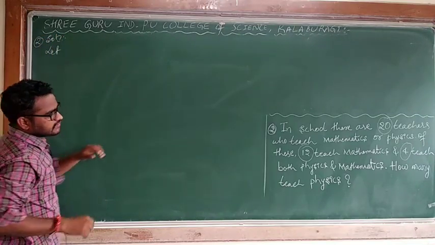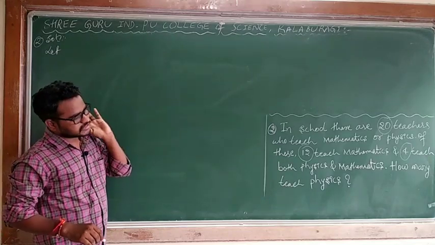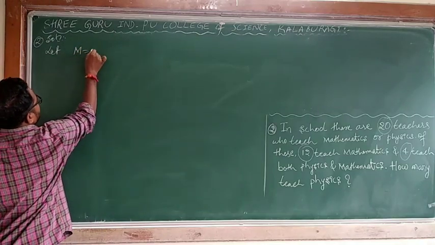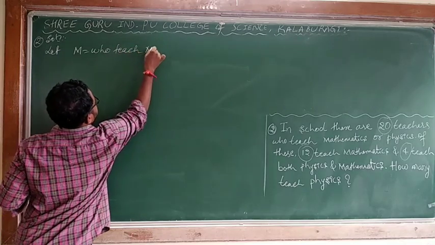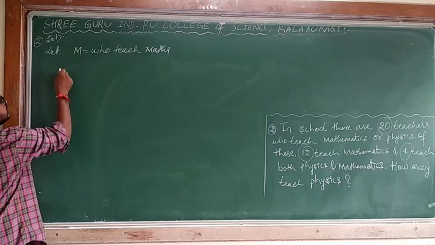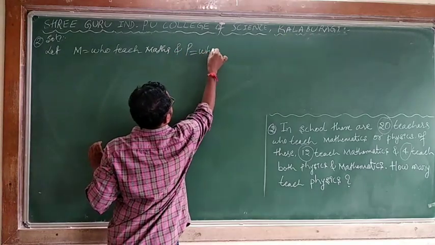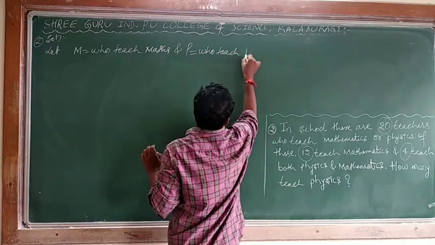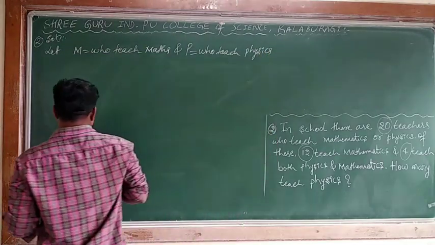Let me consider who teach mathematics, I will say M, and who teach physics, I will say P. Let M be the set of those who teach maths. For our convenience, we are taking some variables. And P is the set of those who teach physics.